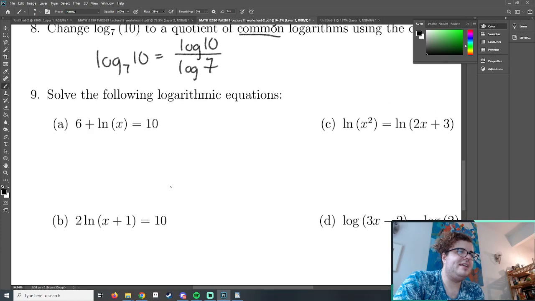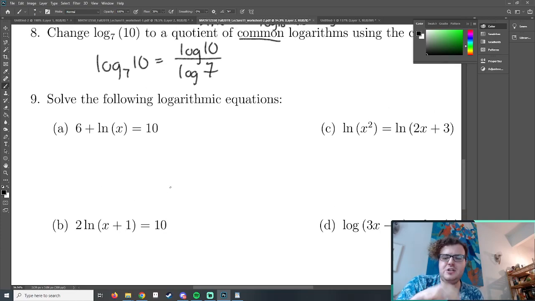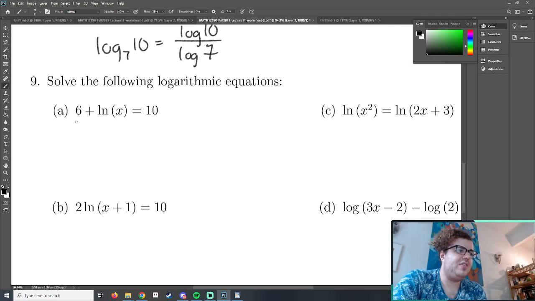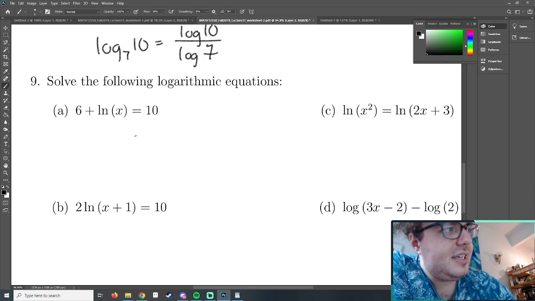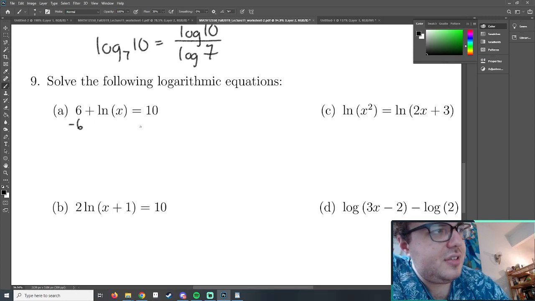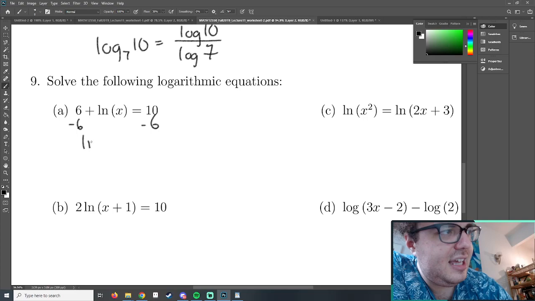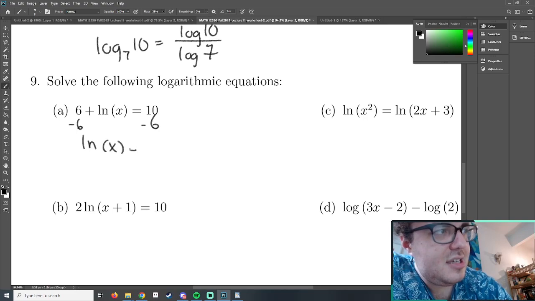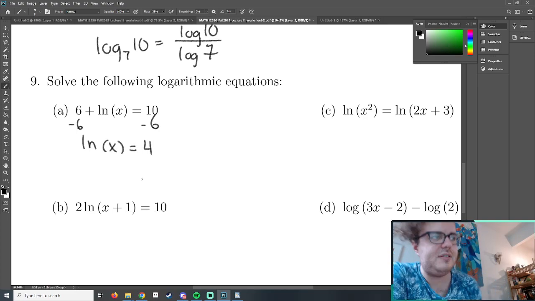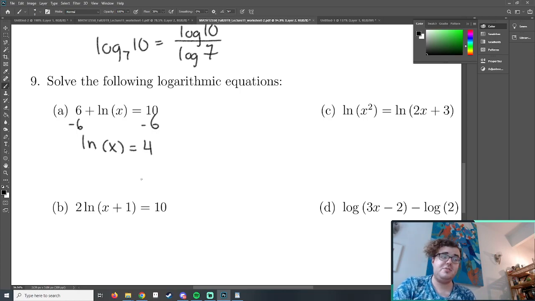And then the rest of these are solving equations, which you can do by using the fact that logarithms and exponentials are inverse functions of each other. So, for example, here, I wouldn't do anything at this stage. I'm going to get the ln on its own first. Subtract 6 from both sides. So I get ln x equals 4, right? And again, of course, they just say solve the equation, so we're assuming we're solving for the only variable there, that's x. So how do you break your variable out of an ln?